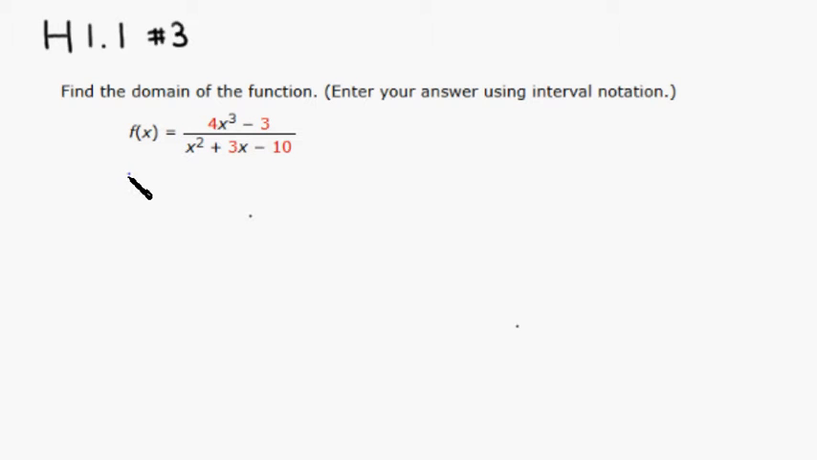So in this case, the denominator is x squared plus 3x minus 10. We want this to be non-zero. Luckily, I think we can factor this. So this is going to be (x plus 5) times (x minus 2).